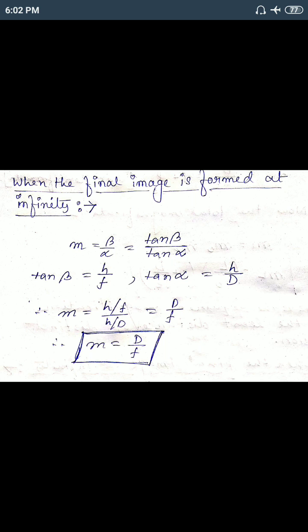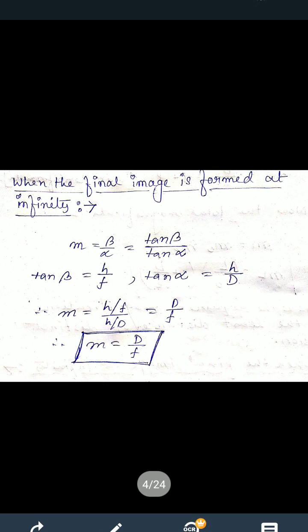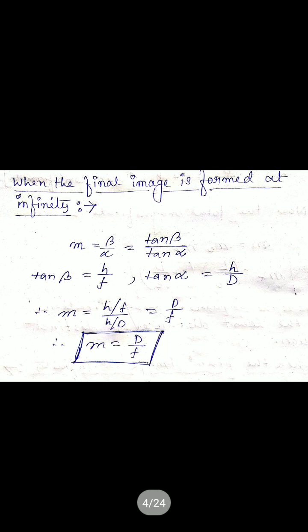For this case, the object will be placed at the focus, and in the previous one, the object was placed in between the focus and the optical center. So for getting a final image at infinity, we have to put the object at the focus, and the definition of magnifying power will be the same. The ratio of the angle formed by the image at the eye to the angle formed by the object at the eye when it is situated at the least distance of distinct vision. That means m equals tan beta by tan alpha.